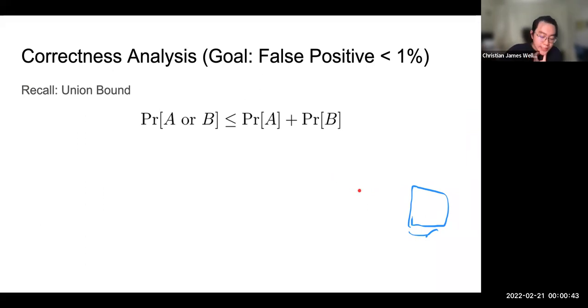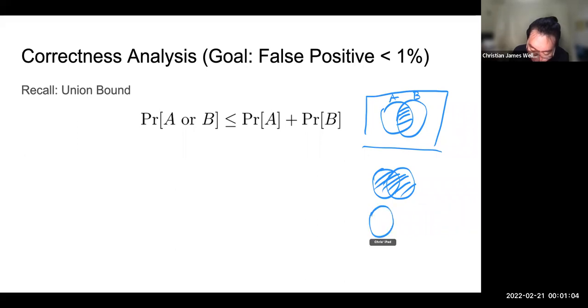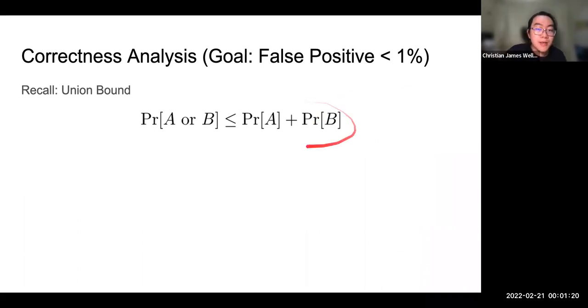So let's recall union bound, right? Recall union bound is probability of A or B is upper bounded by probability of A plus probability of B. And intuitively, how you can view it is, if say this is A and this is B, and this is the intersection, A or B is the entire thing, right? So this is the same as probability of A plus the probability of B, and then take away this intersection in the middle, right? So that's how intuitively you can view the union bound.